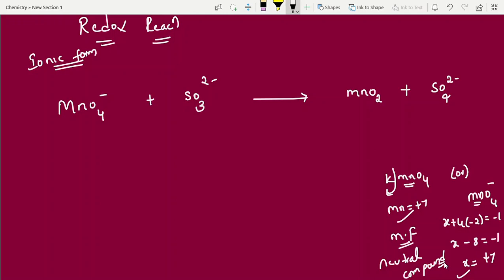Those we call spectators. Spectators are not useful in the reaction. If you use them or if you don't, the answer is the same. Clear? So that's the reason instead of KMnO4 they will write like this. This is H2SO3, sulfurous acid. They are writing like this. This is sulfuric acid. Okay.